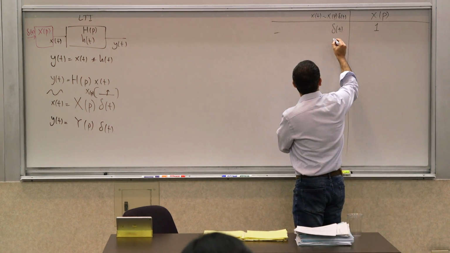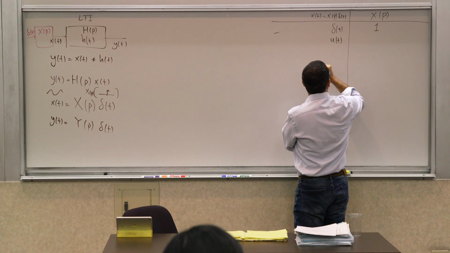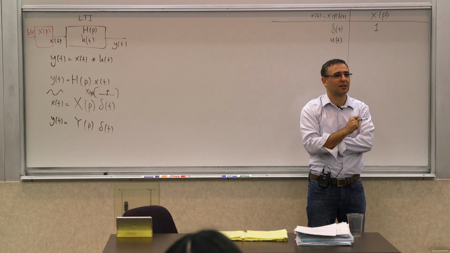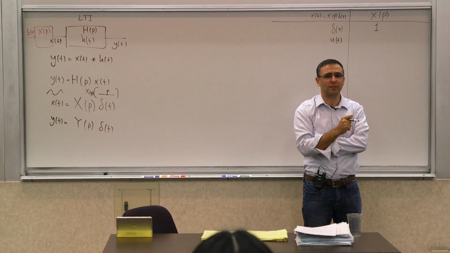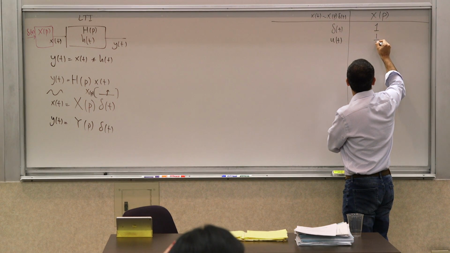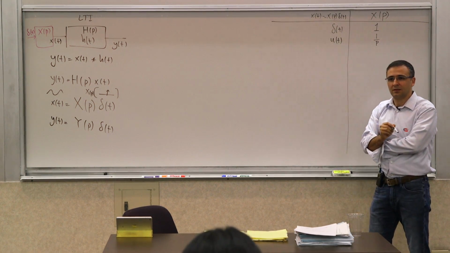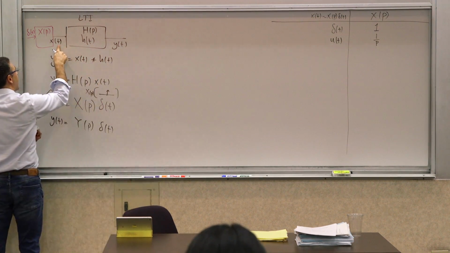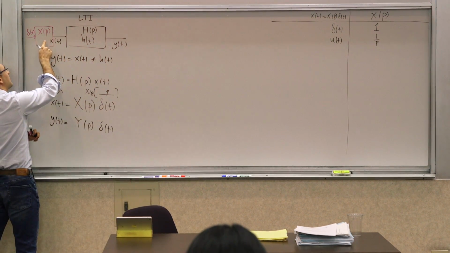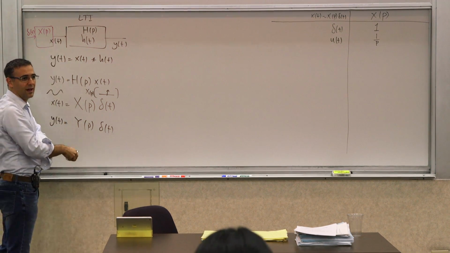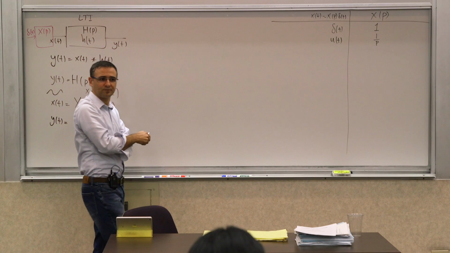So what is the thing that generates u of t, the step? How do you generate a step off of an impulse? 1 over p, ideal integration, right? So if my input were a step, I could say it's really like I have this other system that integrates an impulse and puts it into this system, right?